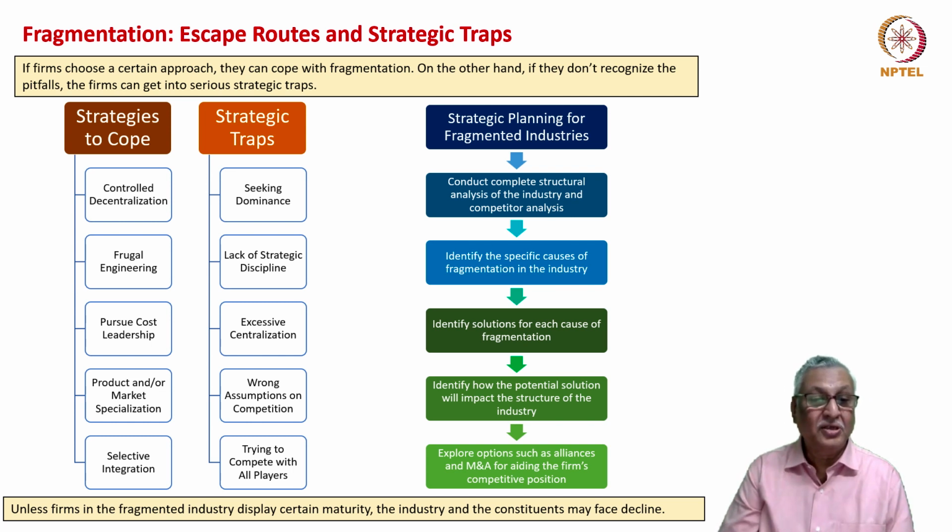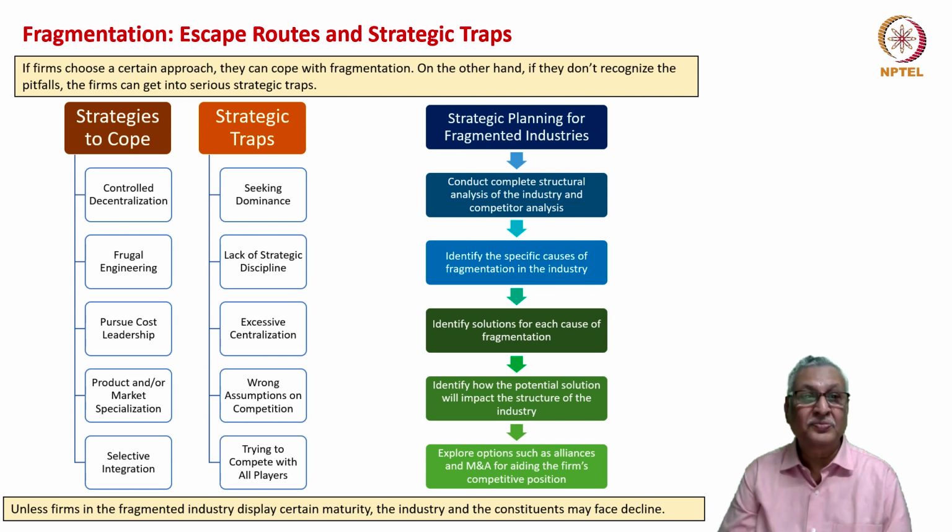Frugal engineering is one of the most important ways of coping with fragmentation. The other ones are pursuing of cost leadership, product and or market specialization, and selective integration. But there are traps in fragmentation. It is a kind of lose-all game if everybody tries to seek dominance in the fragmented industry. And if a company thinks it can do anything in a fragmented industry and keeps switching from product to product or strategy to strategy, the indiscipline of this action will ensure that the investments are further wasted, expenditure is further wasted, and viability is further threatened.